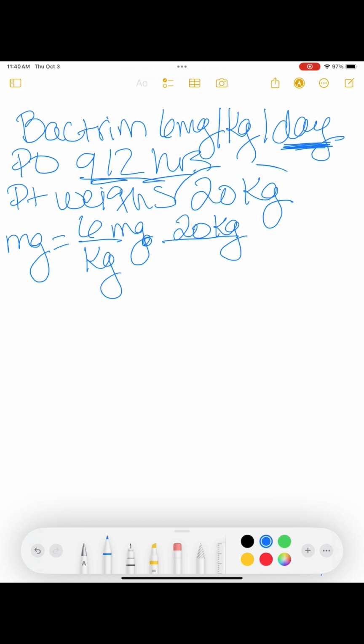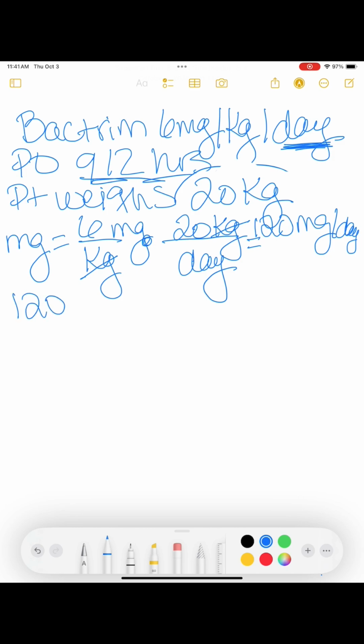I like to say that what they give you in the problem is married together. It's a couple and you don't separate them. So 6 milligrams per kilogram is married together. You don't separate it. In fractions, you can cancel out units of measurement when they're opposite each other but across from each other. So you see how kilograms is at the bottom and kilograms is at the top? You can cancel out those units of measurement. Then you just multiply across, and 6 times 20 equals 120 milligrams per day.